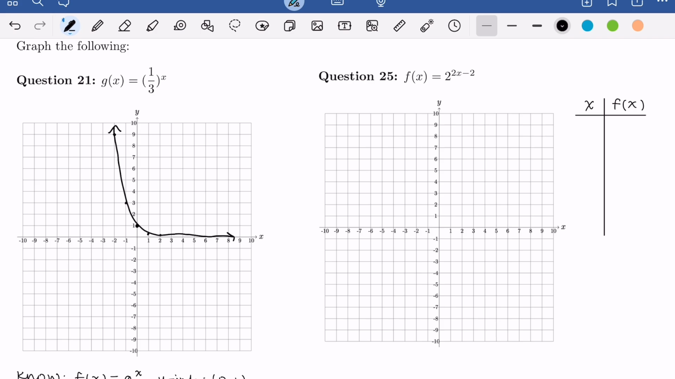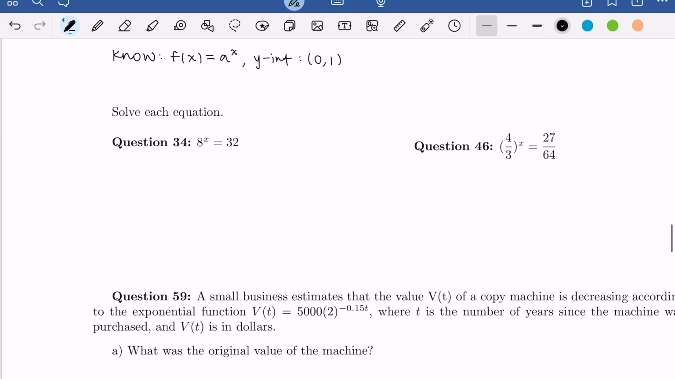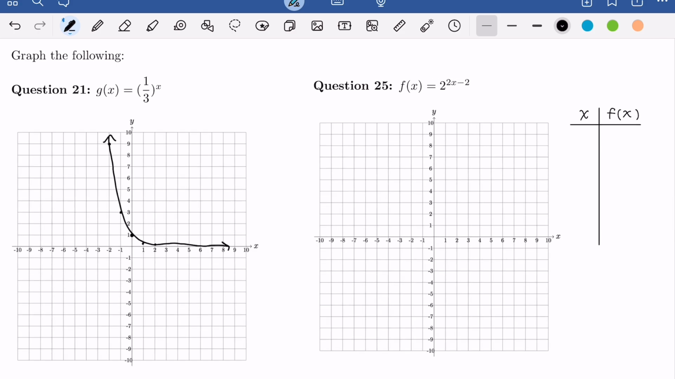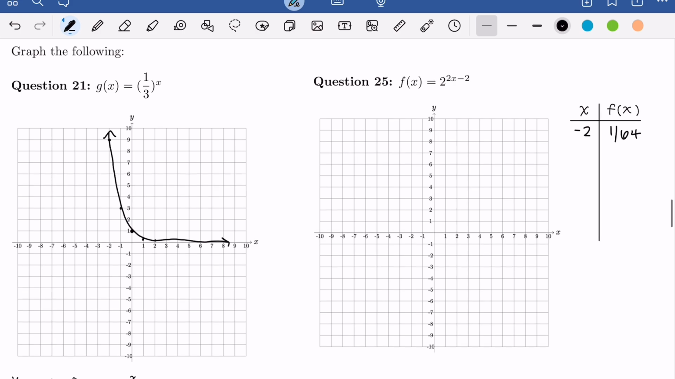So we can plug in some negative values, but doing that, we're going to end up with very small numbers. So for example, if I were to plug in -2 into our equation here, we're going to end up with 2 to the -6 power here. So this would be 1/64. So this is a really small number and not very easy to graph. Let's plug in a bigger number and see what we get out. If we were to plug in 0 into this x value here, we'd end up with 1/4. So that's a little bit easier to graph.